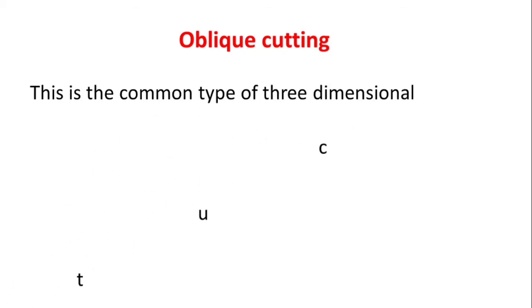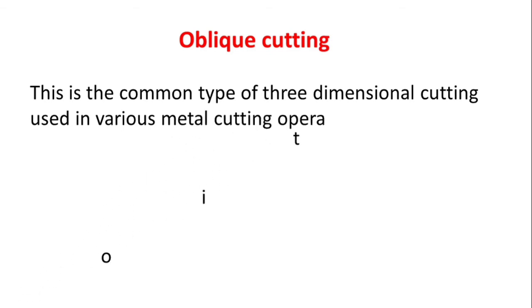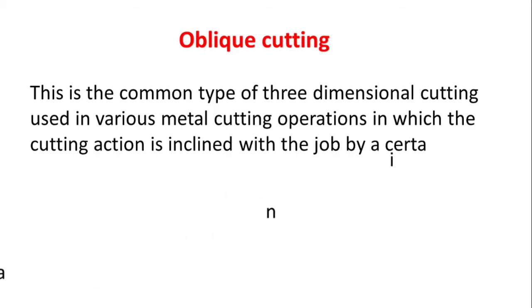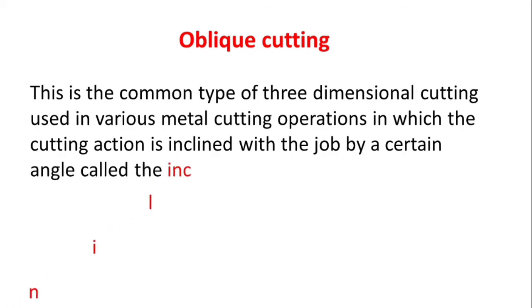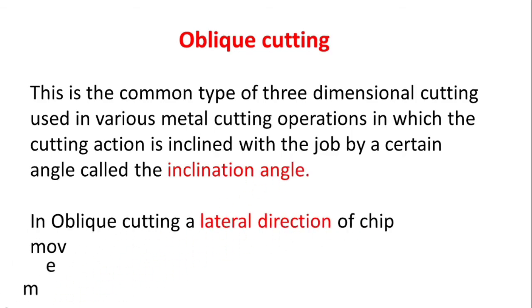Oblique cutting, also called as three-dimensional cutting, because the cutting forces developed can be represented in three coordinates: axis x, y and z. This is common type of three-dimensional cutting used in various metal cutting operation, in which cutting action is inclined with the job by a certain angle called as inclination angle. In oblique cutting, lateral direction of chip movement is obtained.